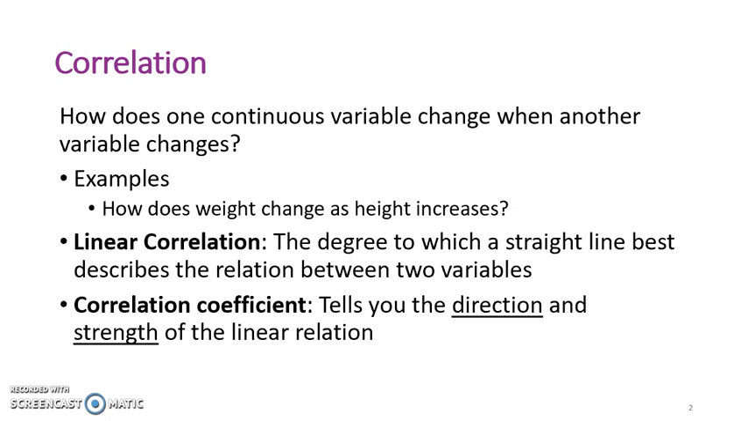A linear correlation tells us the degree to which a straight line describes the relation between two variables. Not all relations are linear, of course, and I'll give you examples of nonlinear relations later. A correlation coefficient gives you two major pieces of information. The first is the direction of the relation. The second is the strength of the relation.